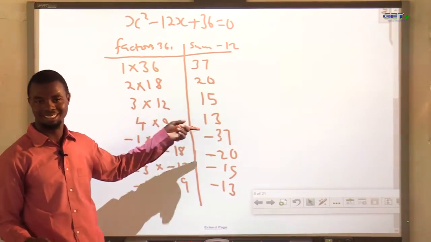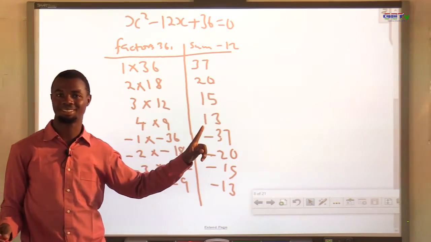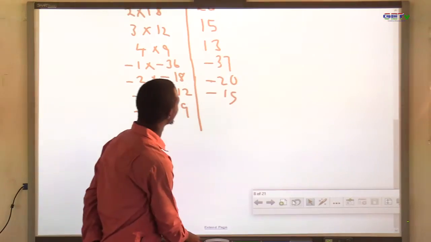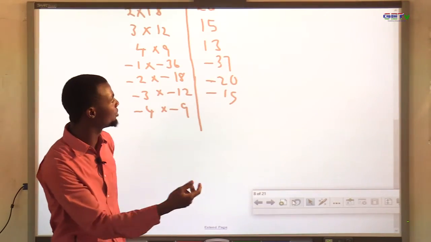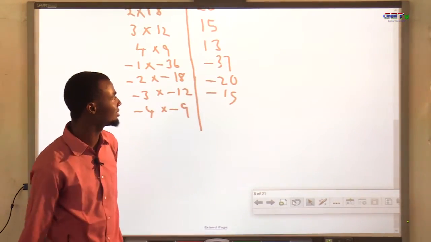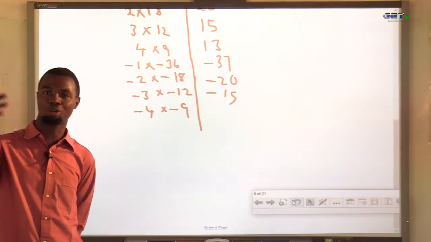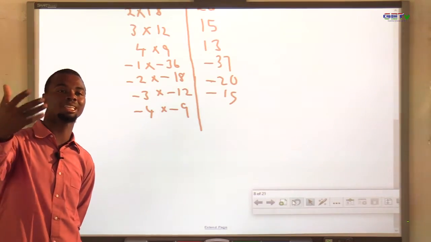If you look at this, you cannot see negative 12 there in the sum. We have negative 15, negative 20, negative 37, 13, 15, and of course positive values. But we cannot get negative 12.